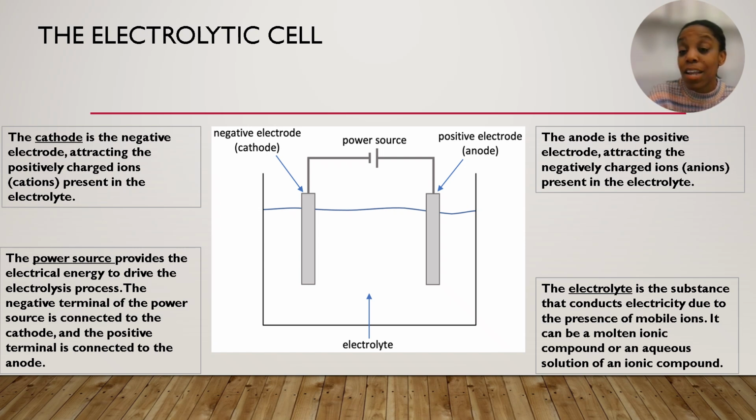Your electrolyte is an ionic compound that is either dissolved in water to make a solution, or melted to make a molten version of it. The reason for having it in solution or melting it is to make sure that the ions in that ionic compound become mobile, free to move around, which is going to be important.